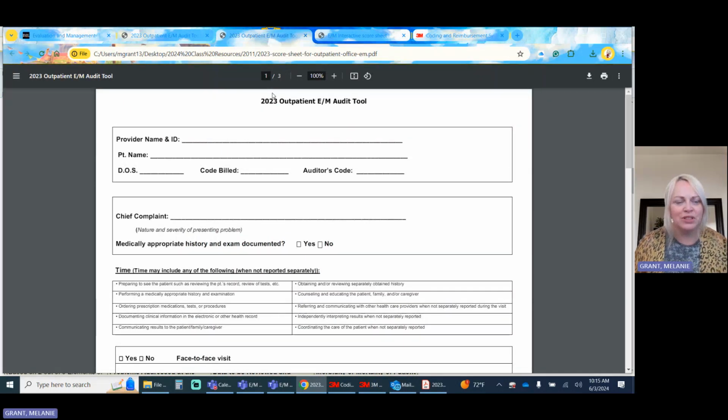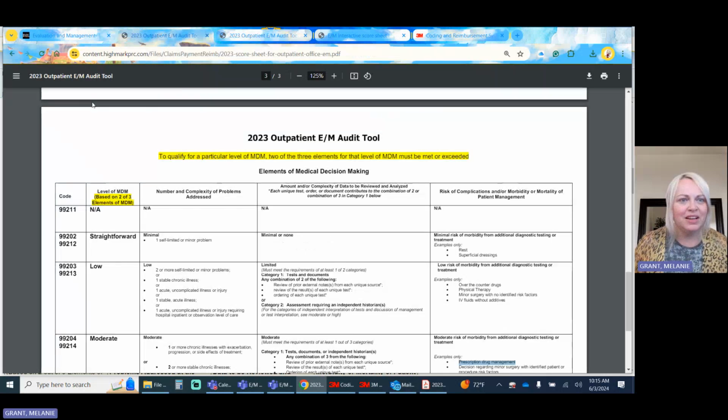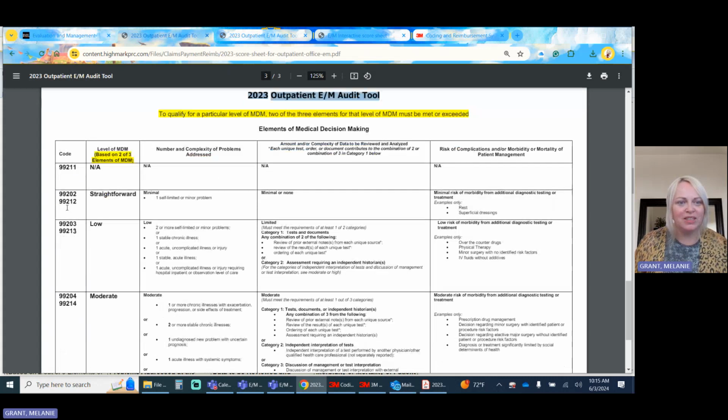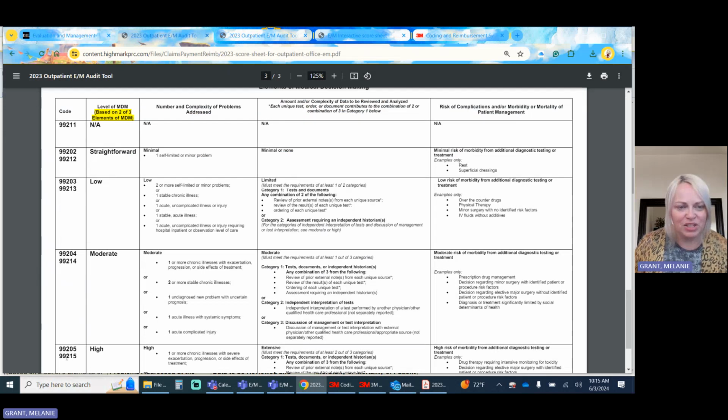So you have a couple of tools. This first one here is actually from highmarkprc.com, and this is a 2023 outpatient E&M audit tool. Those outpatient E&M audits are the same for 2023 as they are for the current year. And so this one is simply, you'll notice the codes here to the left for outpatient and other services. It does make it a lot easier when looking at these, however, whether you have your codes to the left or you simply say, I'm going to use this for other areas.